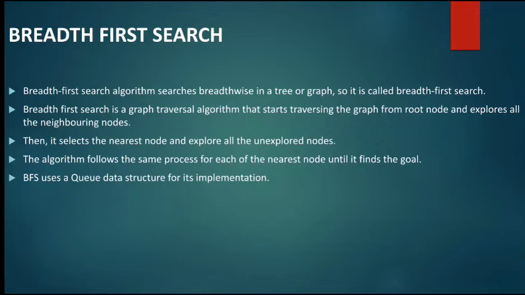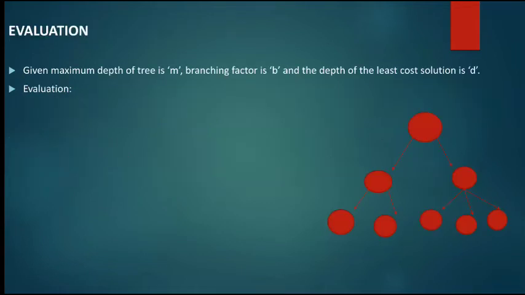Now we'll move to the evaluation part. How do we evaluate it? Given this tree, for simplification we have taken a tree which has a depth of 3, but in general terms the maximum depth of the tree is M, the branching factor is B, and the depth of the least cost solution is D. Now let's see how we traverse this tree using breadth first search.